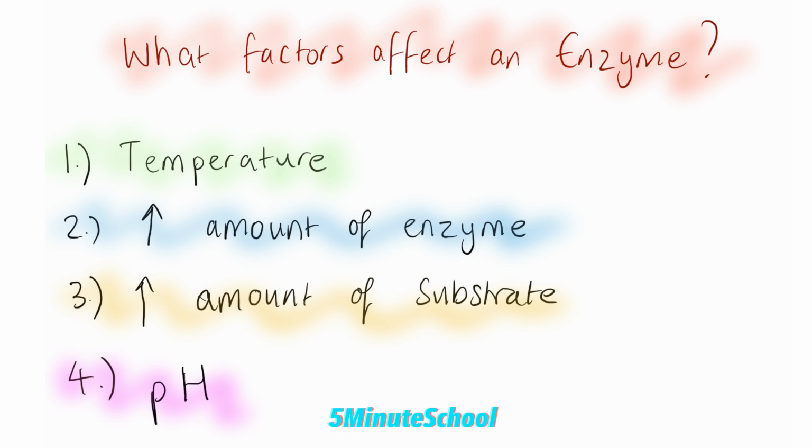Increasing the amount of substrate is going to increase the rate of reaction to a certain extent. The more substrate available, the more it will bind into the active site. However, there is going to be a limit because at a certain point all the active sites of the enzymes will be full, but to a certain extent it does increase the rate of reaction before it tapers off. And the pH also affects the rate of reaction.